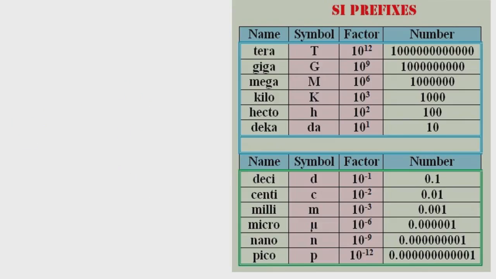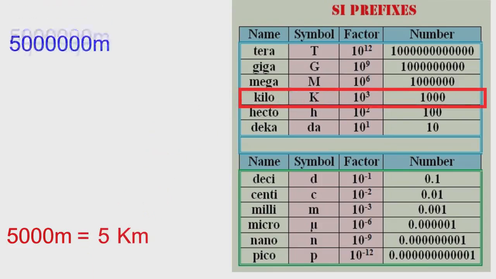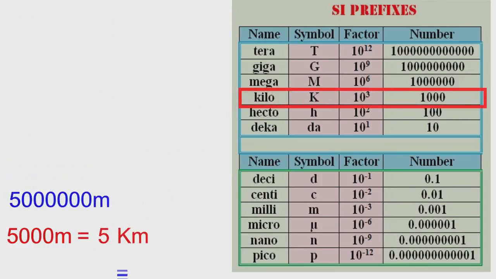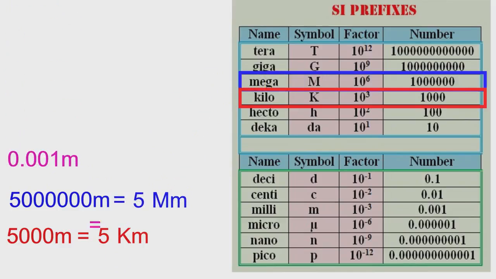For example, suppose the length of a path is 5000 meter. We look at the table. We see that it is better to use kilo. But if we have the number 5 million meter, we see by referring to the table, it is better to use mega. But for 0.001 meter, it is better to use milli.